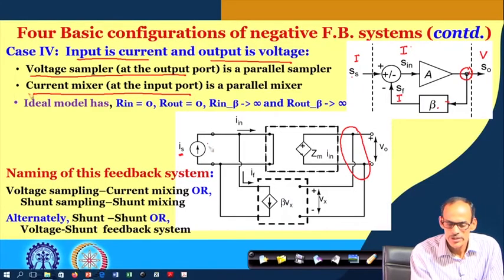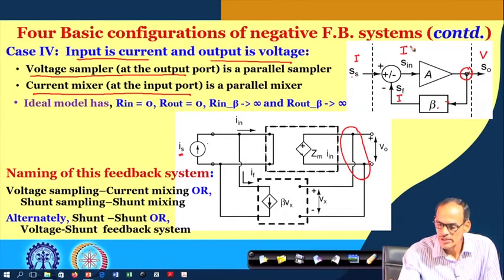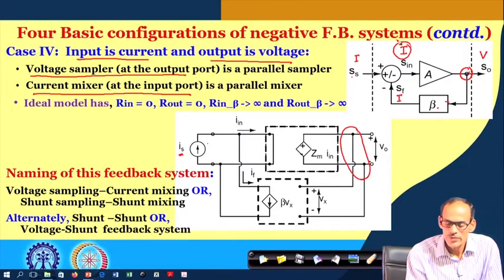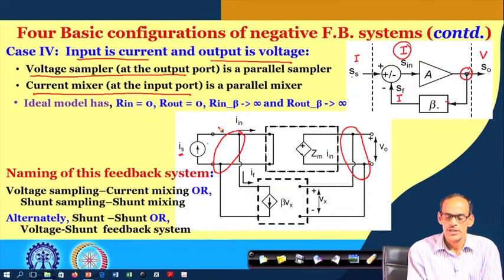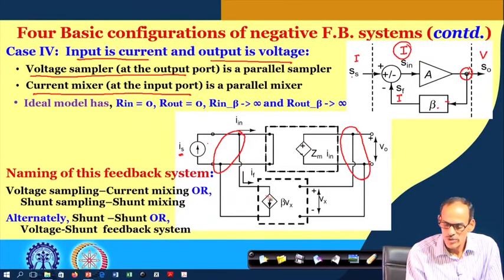So, mixer it is of course, here the signals are in the form of current. So, while you are mixing the signals in the form of current, it should be a parallel connection or shunt connection. So, that is what we do have here, it is parallel and here also it is parallel. This is for voltage sampling and this is for current mixing.